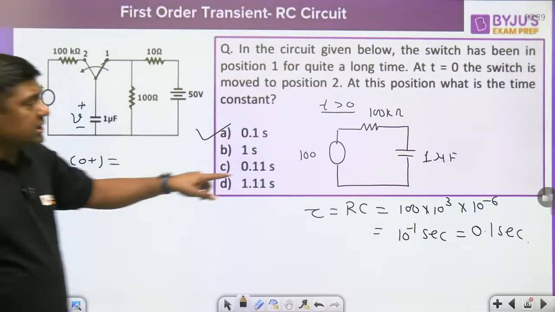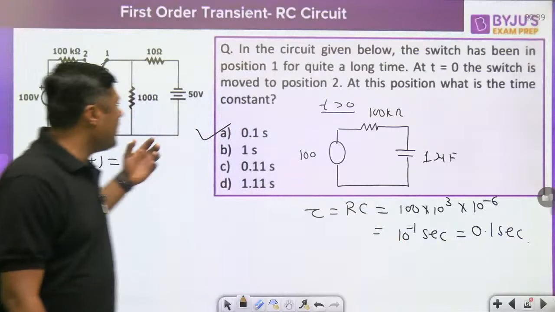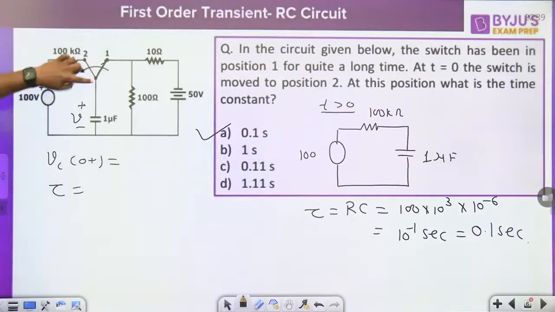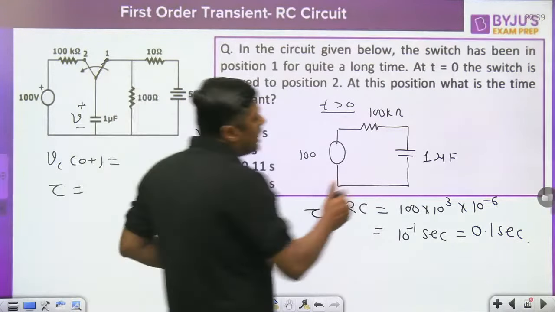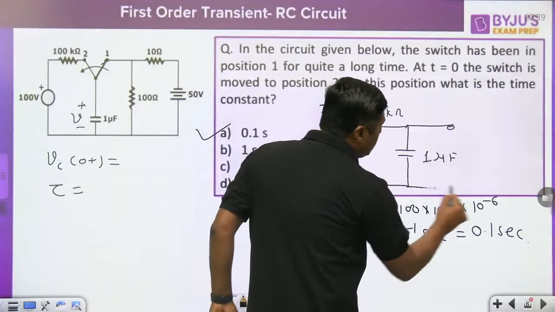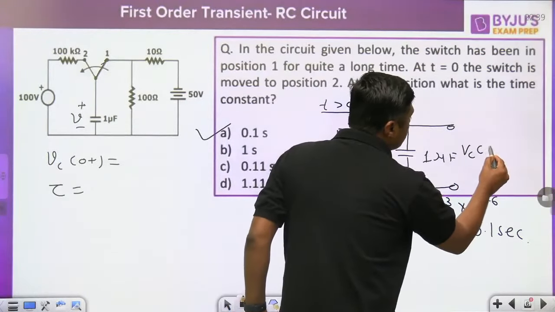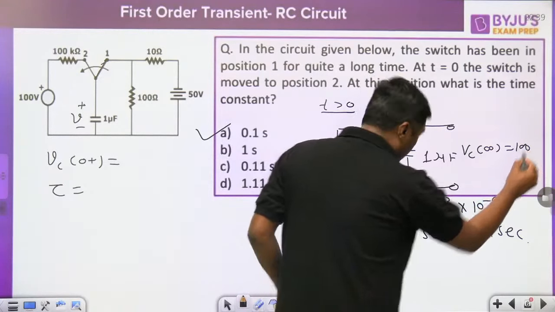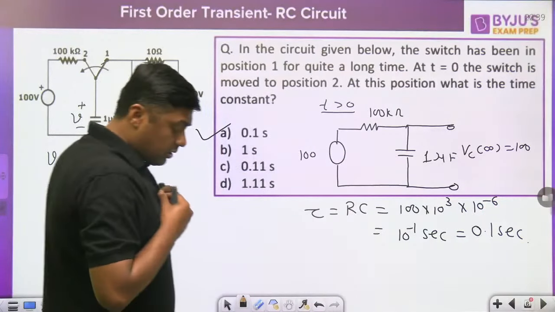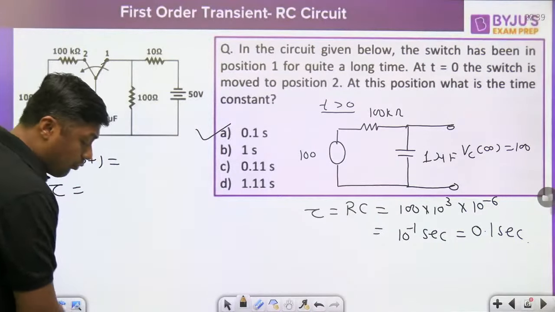Now this will become the initial voltage across the capacitor, and the time constant is 0.1 second. Now, what is the final value? Because now this switch is connected to position 2, the 100 volt battery will charge it. It means finally the voltage across this capacitor is 100 volt.